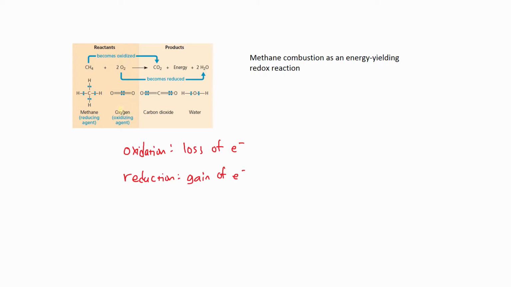On the other hand, the oxygen equally shared the bonding electrons, but oxygen gained those electrons as it bonds with hydrogen. Therefore, oxygen gained these electrons, and we call this state reduction.